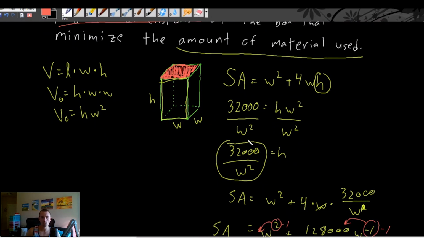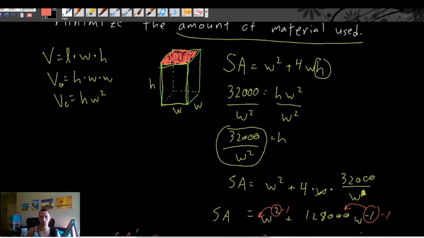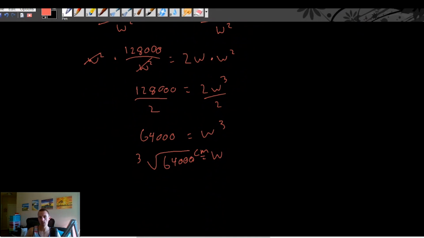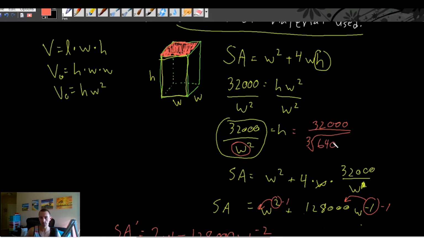Well, we found this equation here, H equals 32,000 over W squared. So we know our W, so we know the length of the base of each of these sides here. We know that those are both going to be the cube root of 64,000. Then to find the height, all we would have to do is plug the cube root of 64,000 in for W here. So that would give us 32,000 over the cube root of 64,000 squared. And this is going to be the height of our box.